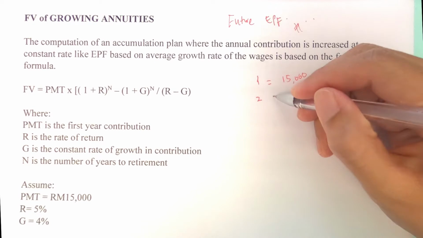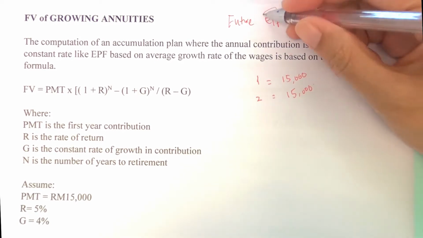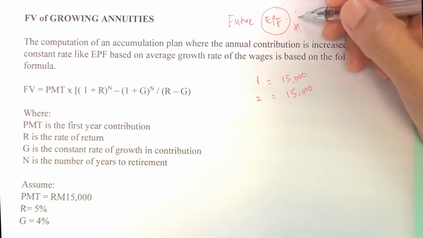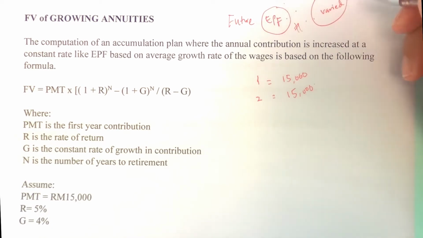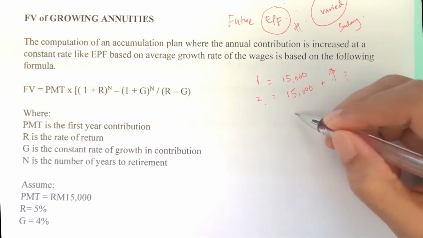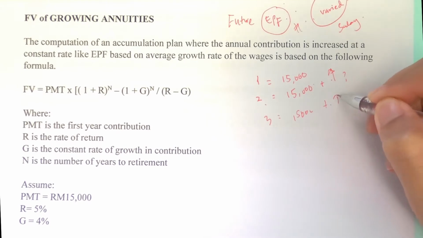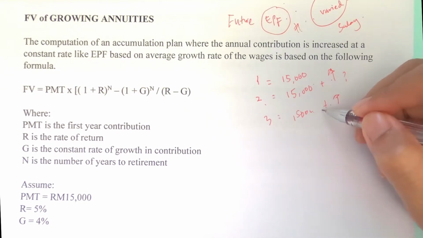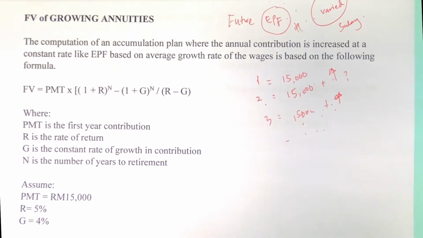The second year, it might be an increase because, as you know, the EPF contribution will vary according to the salary of the particular client. Therefore, during the second year, there must be some growth or addition. And during the third year, it is not just simply 15,000, but there will be an increase in their contribution each year.